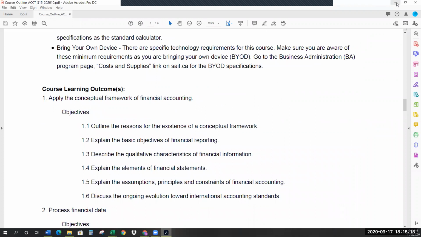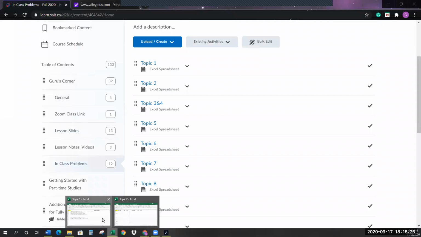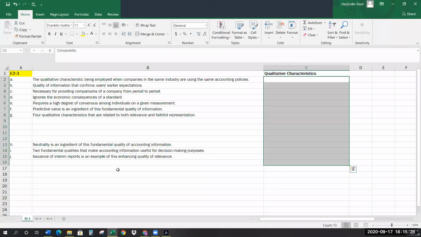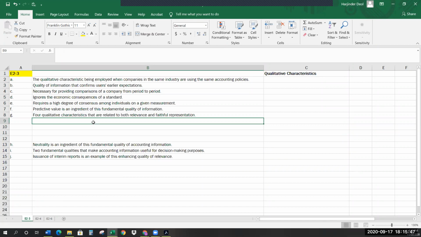The easiest way to know which chapter to refer to is to go to the in-class problems. I'll show you the Excel that is open right now. This is the Excel that we will be working on today. This is on topic 1, if you see here. If you look at the tabs, these are your question numbers. So E2 comes from chapter number 2. That way you can make the relationship between the chapters and what chapters the topic covers, because some topics cover multiple chapters, and there are multiple topics that cover the same chapter.